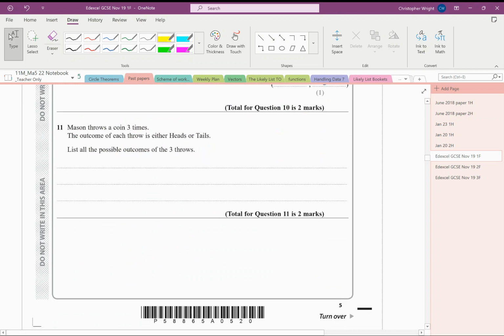Question 11. Mason throws a coin 3 times. The outcome of each throw is either heads or tails. Okay. List the possible outcomes of the 3 throws.